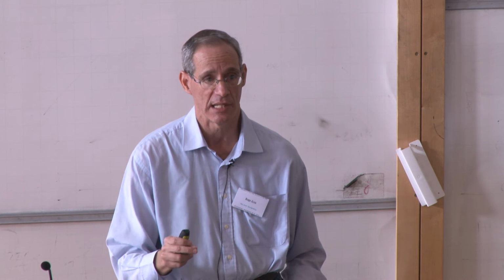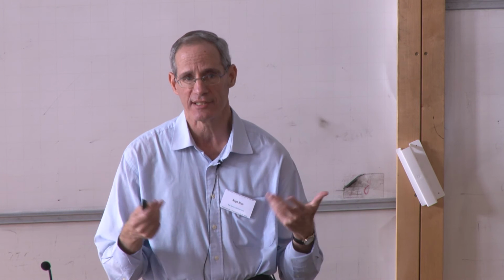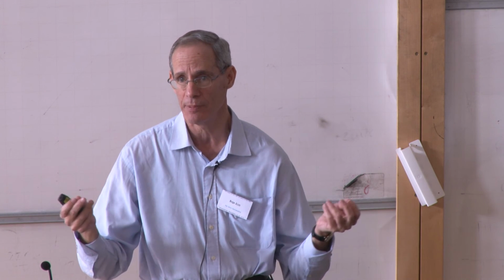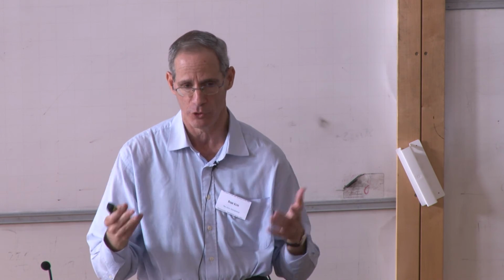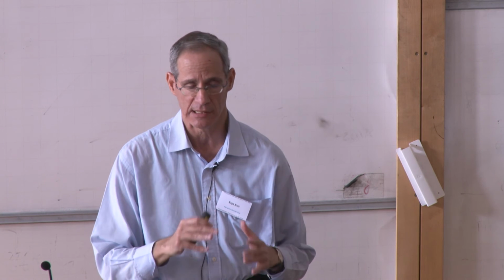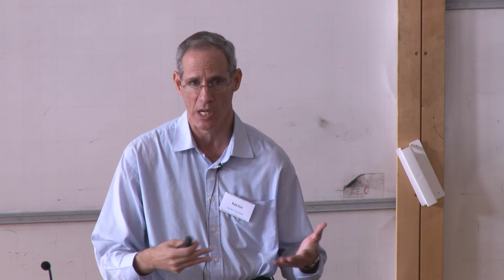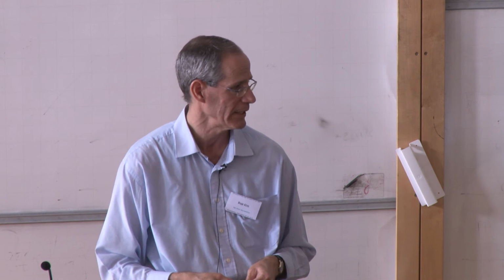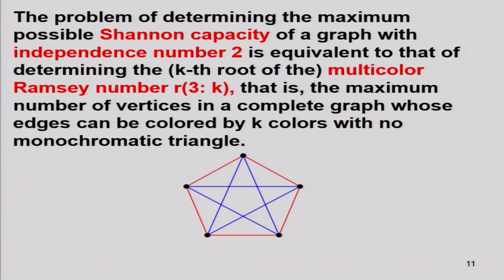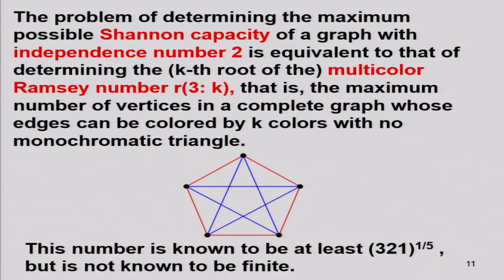So the independence number 2 is essentially the smallest interesting case, because independence number 1 is a complete graph, and for a complete graph, the Shannon capacity is equal to the independence number. It stays 1. Nothing interesting is happening. So this is not known, and maybe I'll also flash it here. It's not even known if it is finite or infinite.